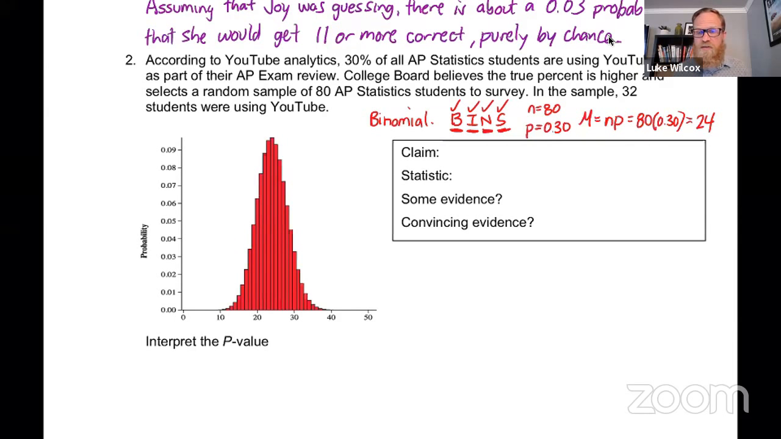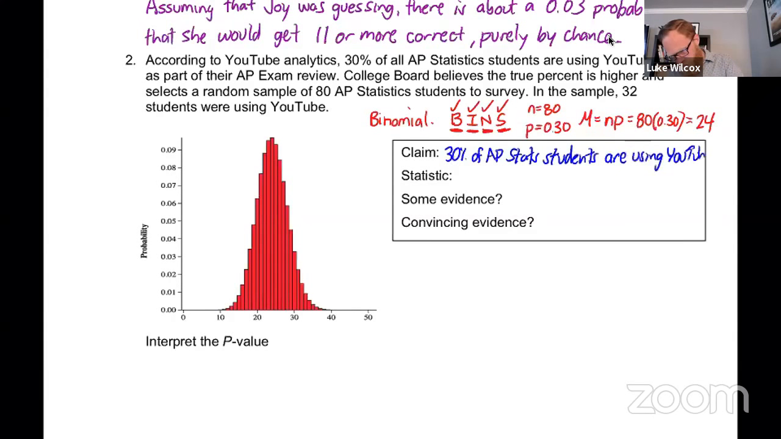The first question says, what is the claim that we are trying to find evidence against here? Well, the claim is the YouTube claim that they made right up front, which is that 30% of AP Stats students are using YouTube. So the claim is 30% of Stats students are using YouTube.